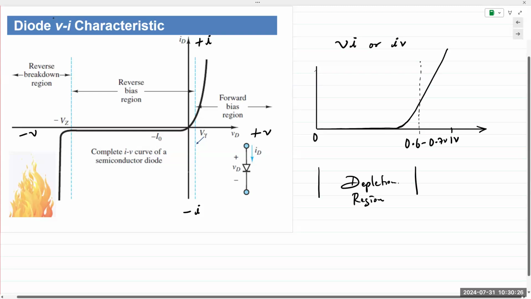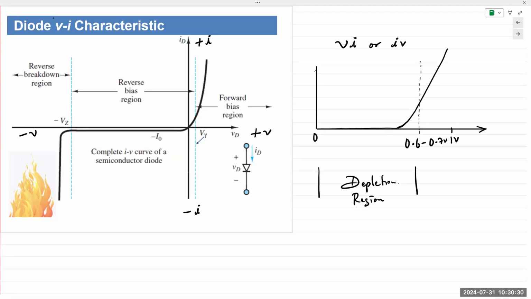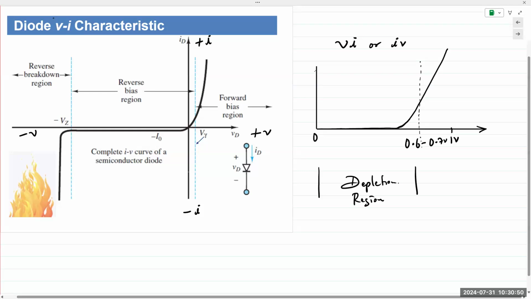You apply an external bias to it. When you apply external bias, meaning external voltage, external energy is imparted to the electrons and holes. Because of that energy, they start moving across the depletion region. And at some point, all the carriers acquire enough energy to cross over the depletion region. That voltage is right here. It is known as the diode forward bias voltage, VD.